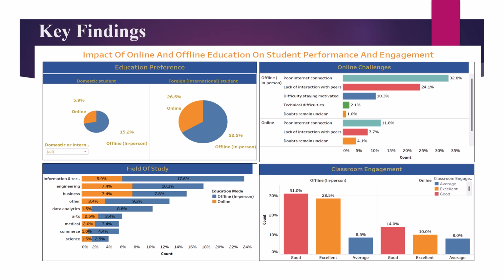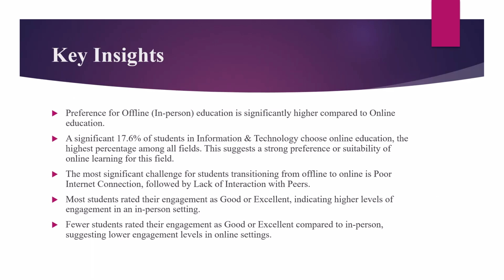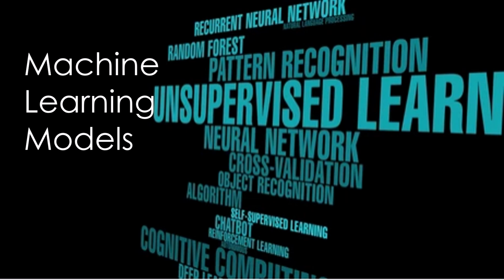And in the last one, we can see the classroom engagement, and we can see that offline has more engagement in class compared to online. So that makes sense. These are the insights I just explained. Now moving on, we will start with the machine learning models.